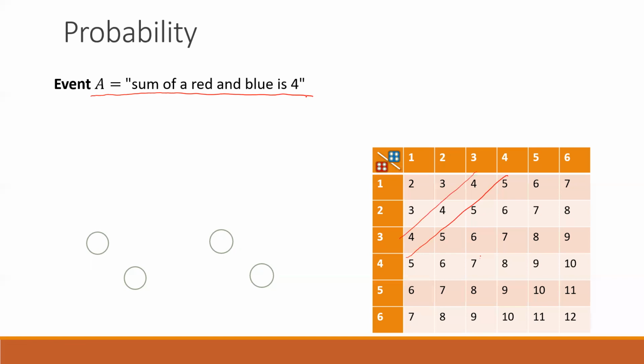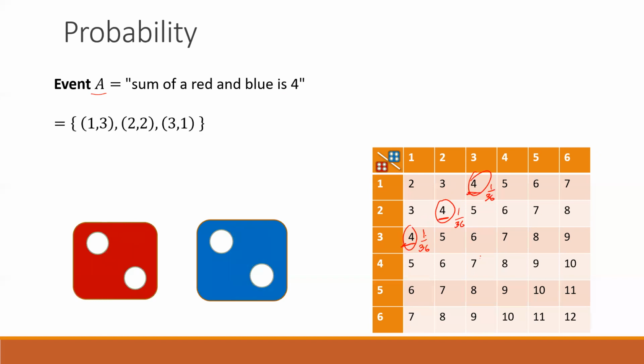What do you guys think? 3/36, yeah, exactly. Each of these has a probability of 1/36. My event A consists of these 3 outcomes, so I just sum them together.